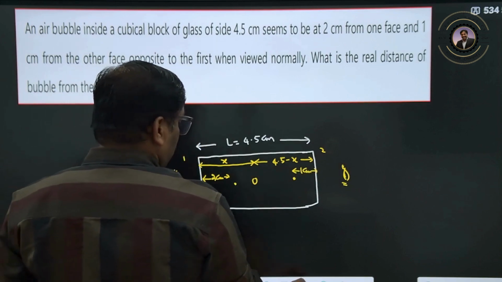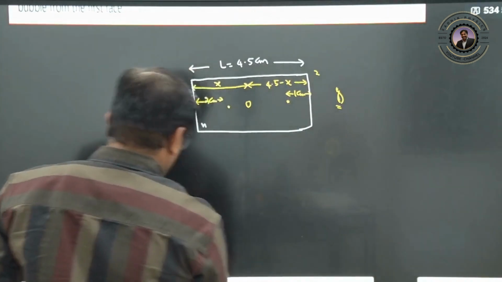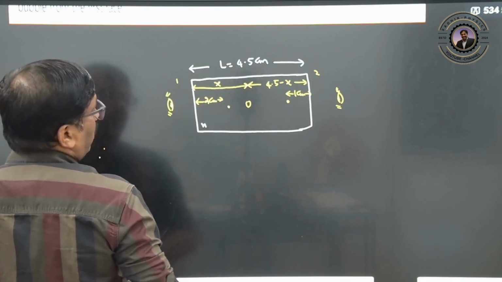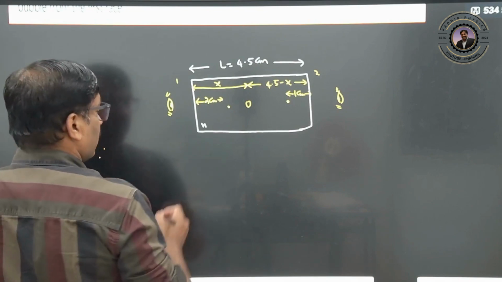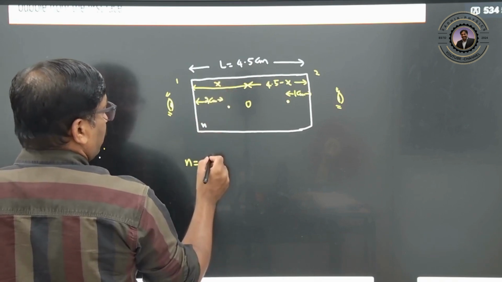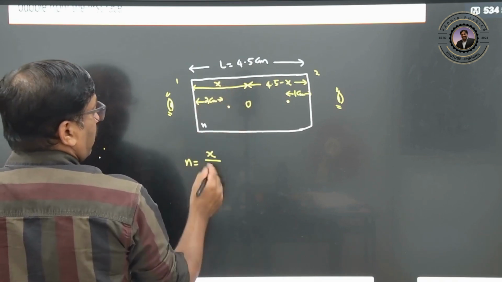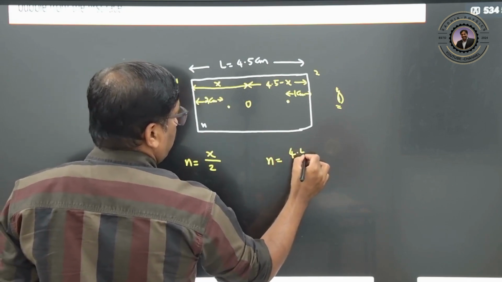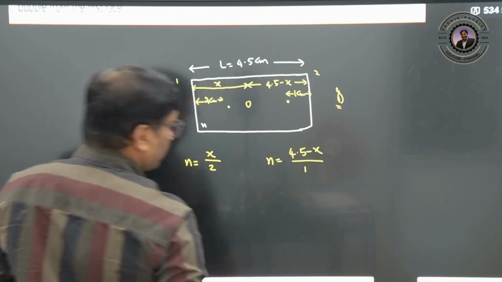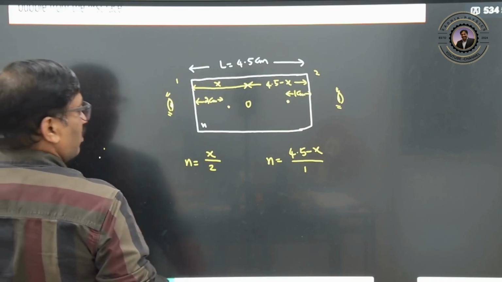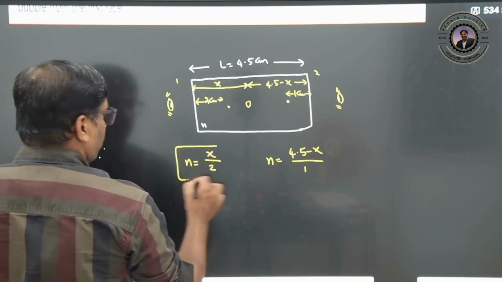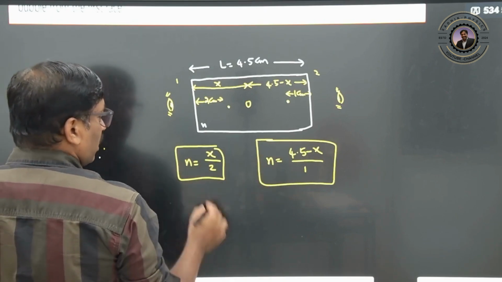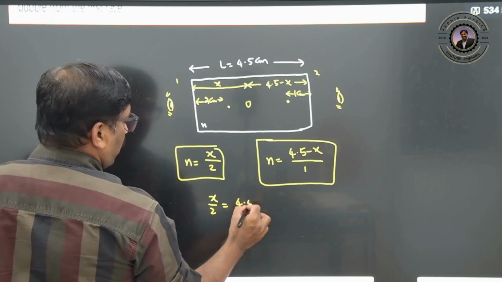Now, you can rewrite it as follows. The object is inside the glass, and we are seeing from outside, so real depth by apparent depth is nothing but the refractive index. So the refractive index is real depth x by apparent depth 2 centimeter. From the other side, the refractive index is real depth 4.5 minus x divided by 1. Clear? So you can compare these two and calculate x. Both are equal, so x by 2 is equal to 4.5 minus x.